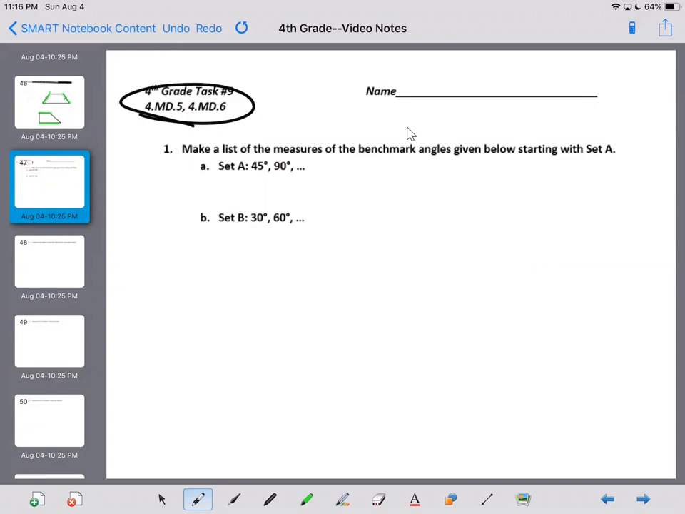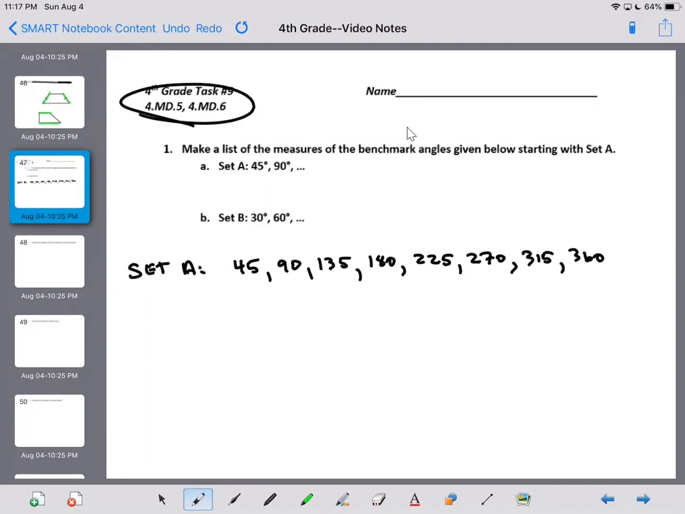So in this case, we're just going to look at benchmark angles. So I always want you to make a list of the measures of benchmark angles. So if we're starting with, let's say set A, I'm going to start with 45 and use 45 as the benchmark angle. So 45, 90, 135, 180, 225, 270, 315, and then we'll stop at 360, which was an entire turn, 1 rotation.